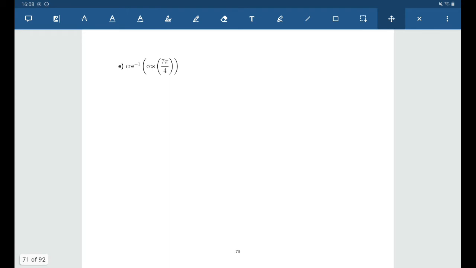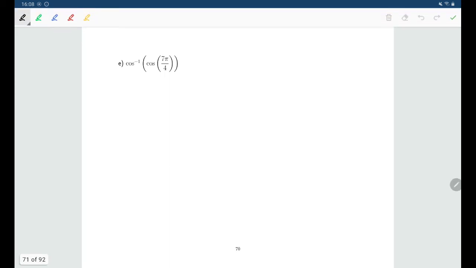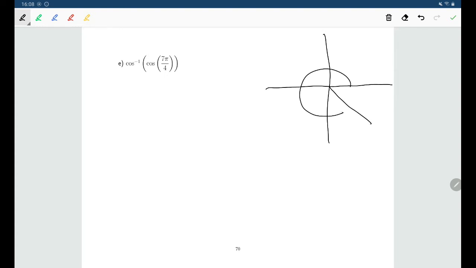One more here. We've got cosine inverse composed with cos of 7 pi over 4, which, if we're looking at 7 pi over 4, or 315 degrees, that would have a reference angle of pi over 4. And in that quadrant, cosine happens to be positive.